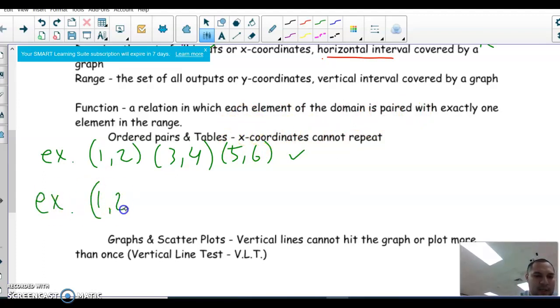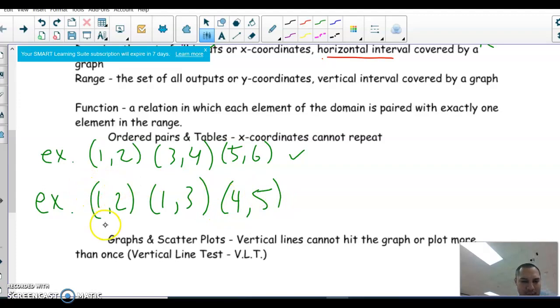So let's say we had this. This x coordinate of 1 is paired up with 2. It is also paired up with 3 right there. It can only be paired up with one of them. For ordered pairs, a short way of realizing it is the x's cannot repeat. And this one is not a function because this x coordinate of 1 repeated on my list.